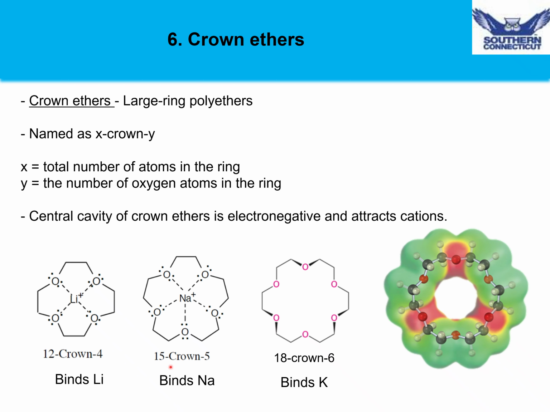We also have 15-crown-5, which has 15 atoms, as well as 5 oxygen atoms, and then 18-crown-6 shown here. Each of these crown ethers has a specific size of cavity inside the ring, and so it's able to coordinate to different cations, binding specifically to certain size cations.